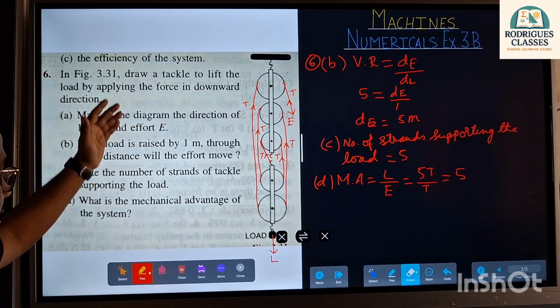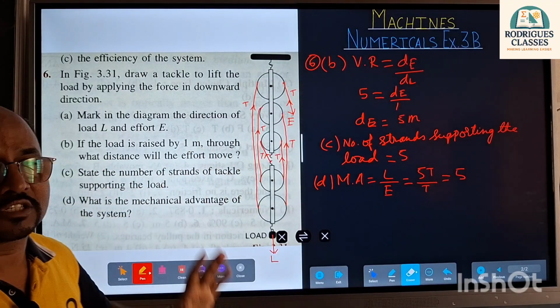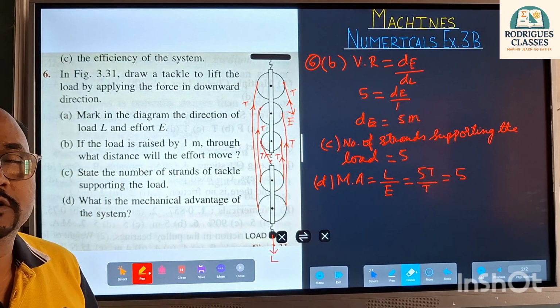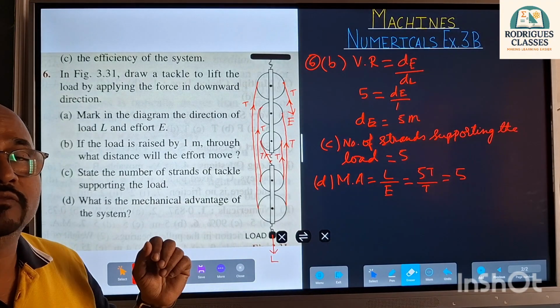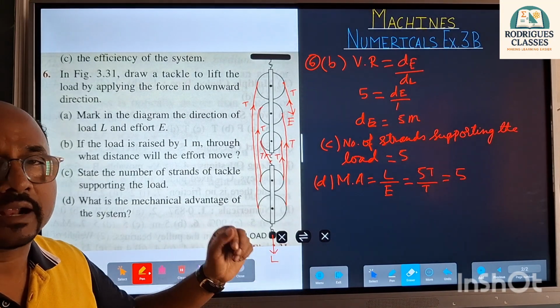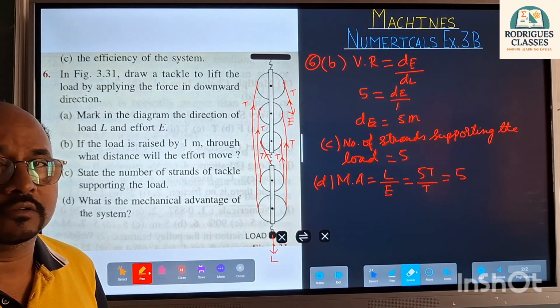So we have completed all the parts. What instructions I have given for the diagram to avoid slacking of the string, that is to be remembered. If the strings in your diagrams are slacked, marks are not given.